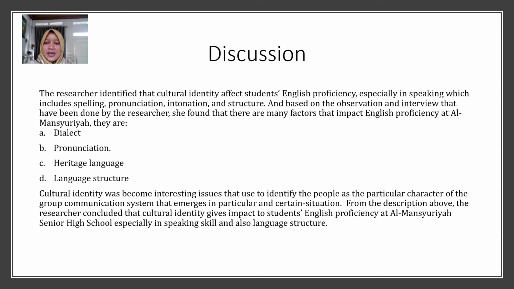Based on the observation and interview done by the researcher, there are many factors that impact English proficiency at Al-Mansuriyah, such as dialect, pronunciation, heritage language, and language structures. Cultural identity has become an interesting topic used to identify people as a particular character of the group communication system that emerged in particular and certain situations. From the description, the researcher concludes that cultural identity impacts students' English proficiency at Al-Mansuriyah Senior High School, especially in speaking English and also language structures.